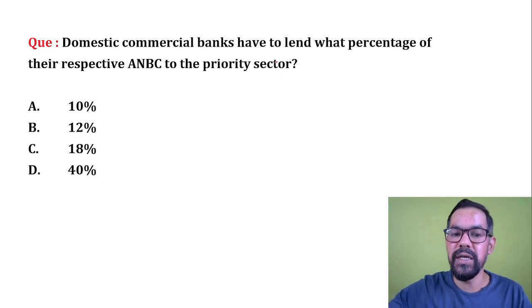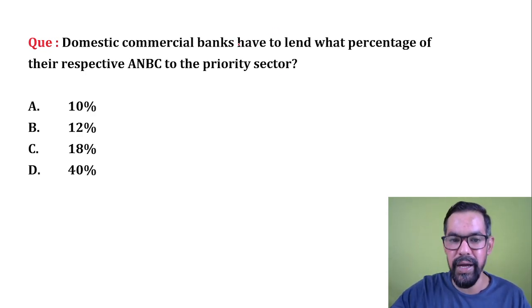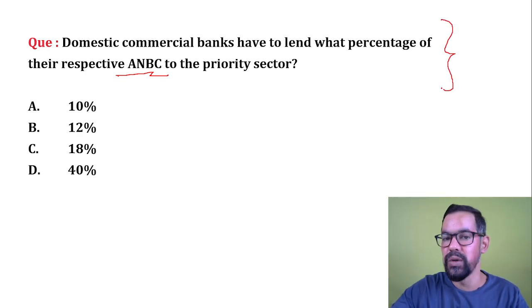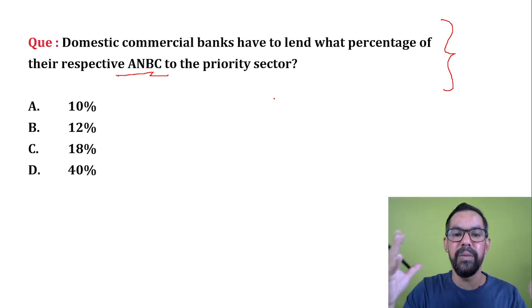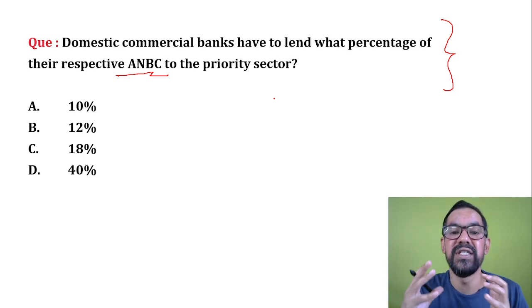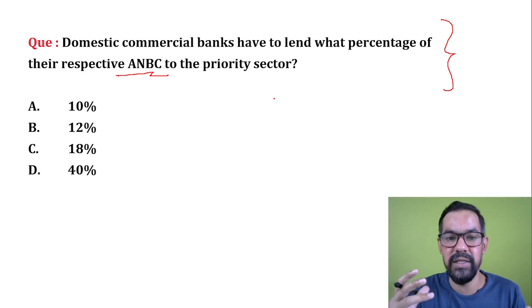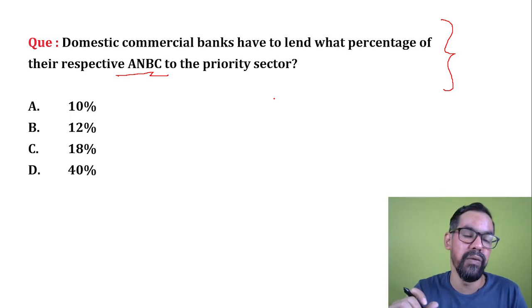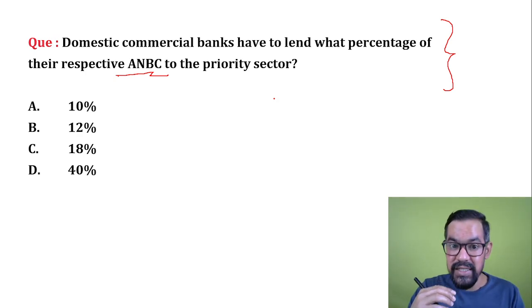Next one: domestic commercial banks, including public sector banks and private sector banks, have to lend what percentage of their respective ANBC, adjusted net bank credit, to the priority sector? This is a very straightforward question. For different types of banks we have different limits. For regional rural banks or cooperative banks, it is 75% by 2024. For small finance banks, again it is 75%.